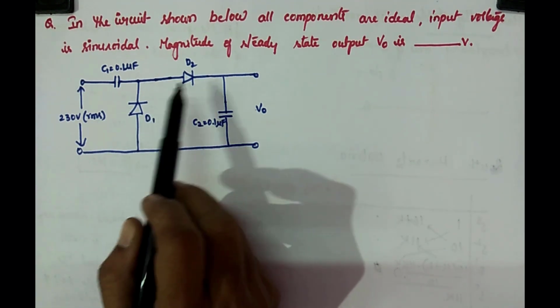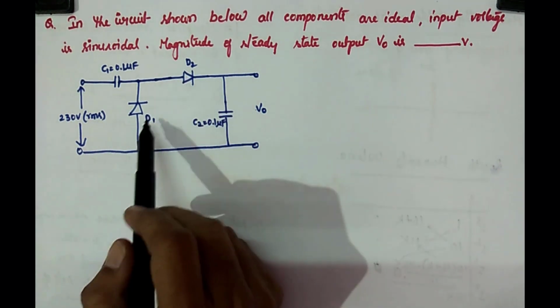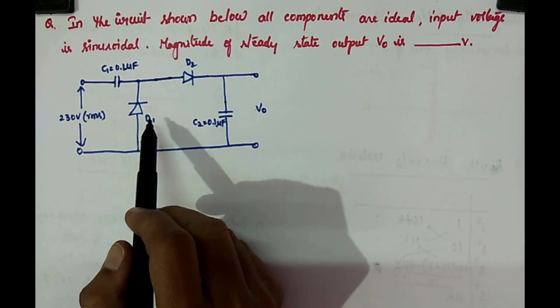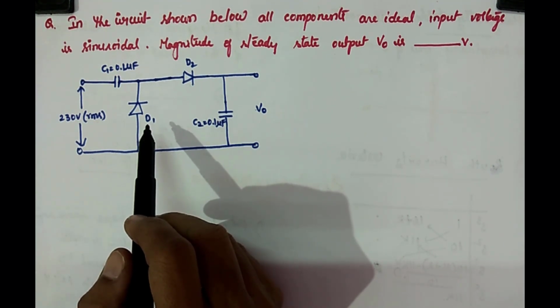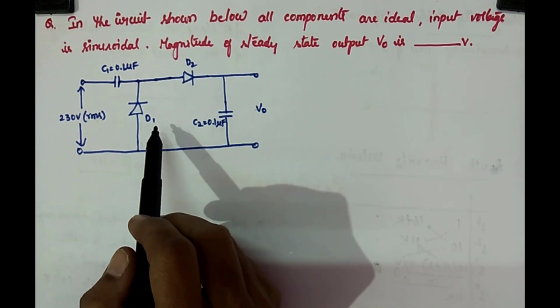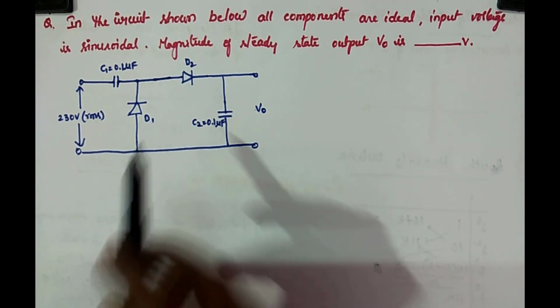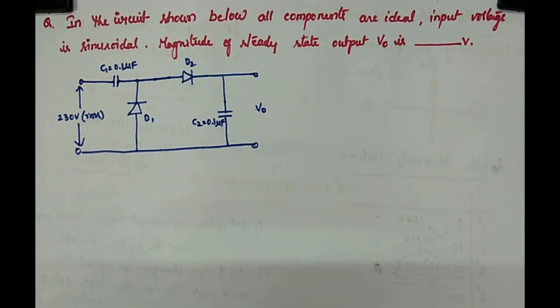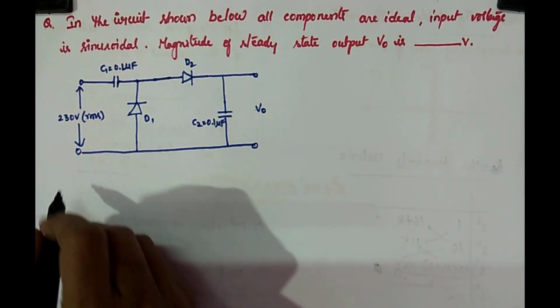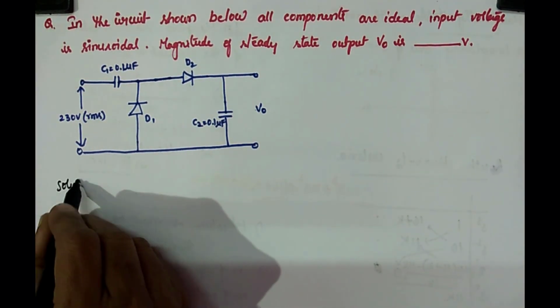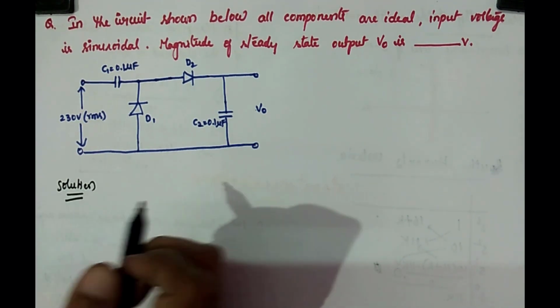Here the ideal condition is applied for diodes. Ideal means in reverse bias there is no current, and their cut-in voltage is 0. Ideal also means when the diodes are in forward bias they act as short, and when in reverse bias they act as open. Now, if you observe, this is a very simple problem with a very simple solution.